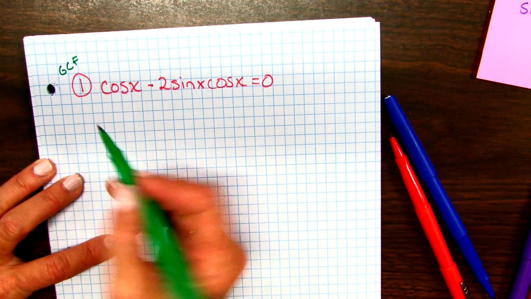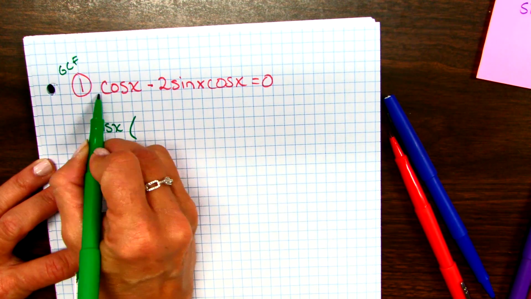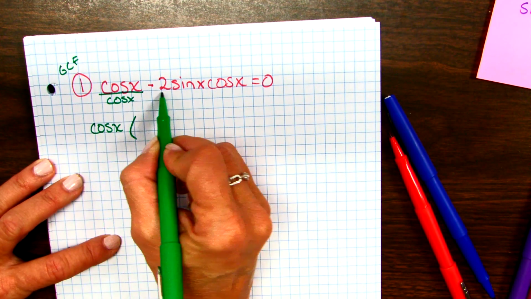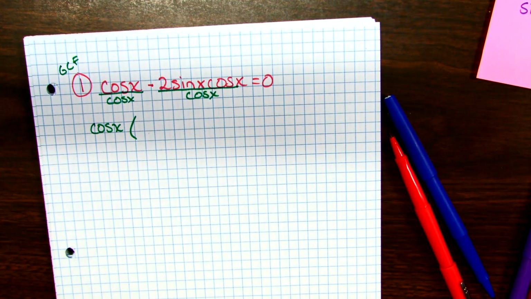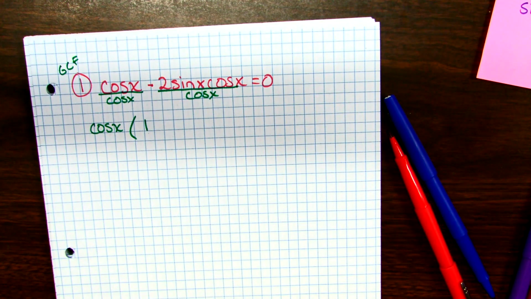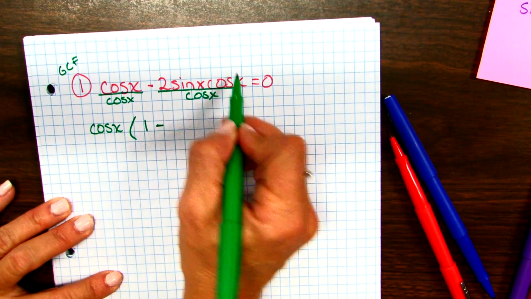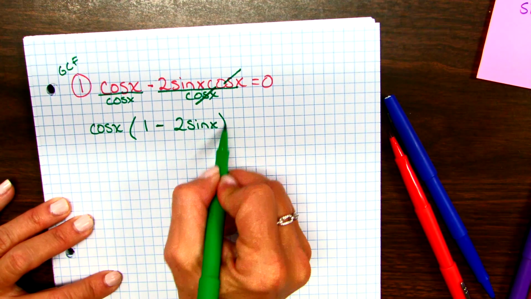What do they have in common? I think you guys would agree with me that it's cosine x. So I'm going to divide this one by cosine x and this one by cosine x. And whatever's left over goes in the parentheses. Cosine x divided by cosine x is what? 1. Okay. Just like 5 over 5 is 1, x over x is 1. Cosine x over cosine x is 1. Minus, these cosines cancel, and I'm left with 2 sine x.